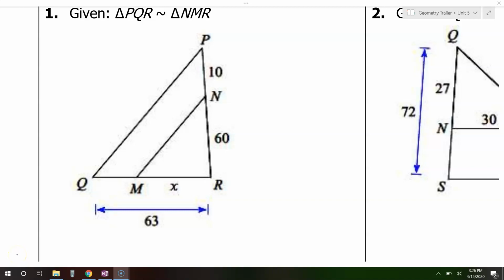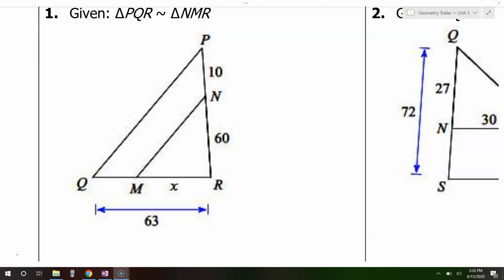In this video, I'm going to show you how to use a little bit of algebra to find some unknown lengths when you are dealing with similar triangles. So we are told right from the beginning that triangle PQR is similar to triangle NMR. In most cases, my big secret, my shortcut for you, is to draw the triangles separately.